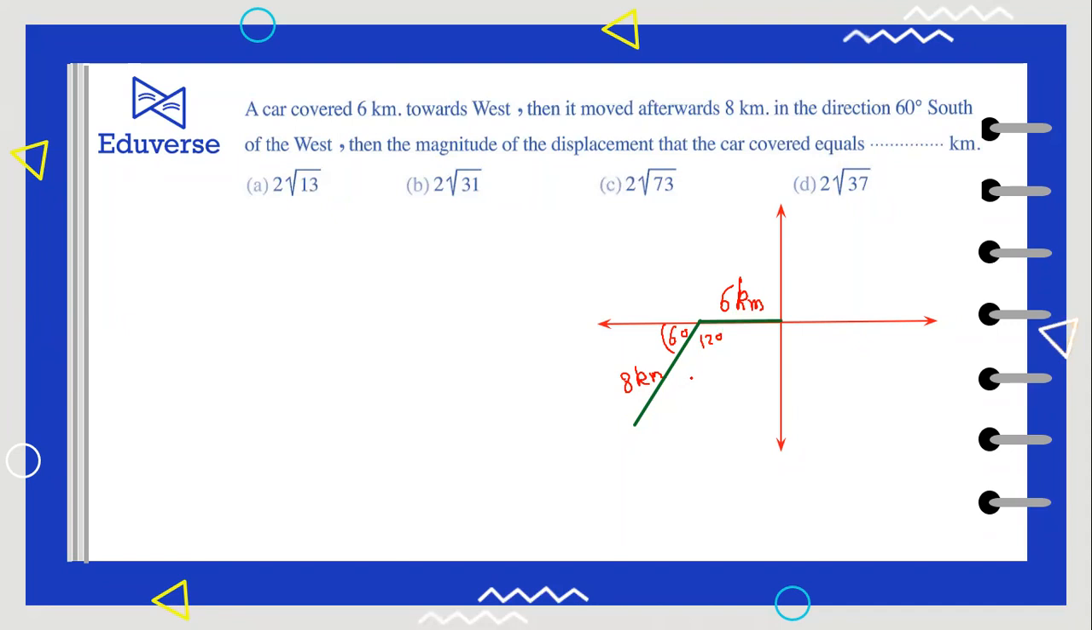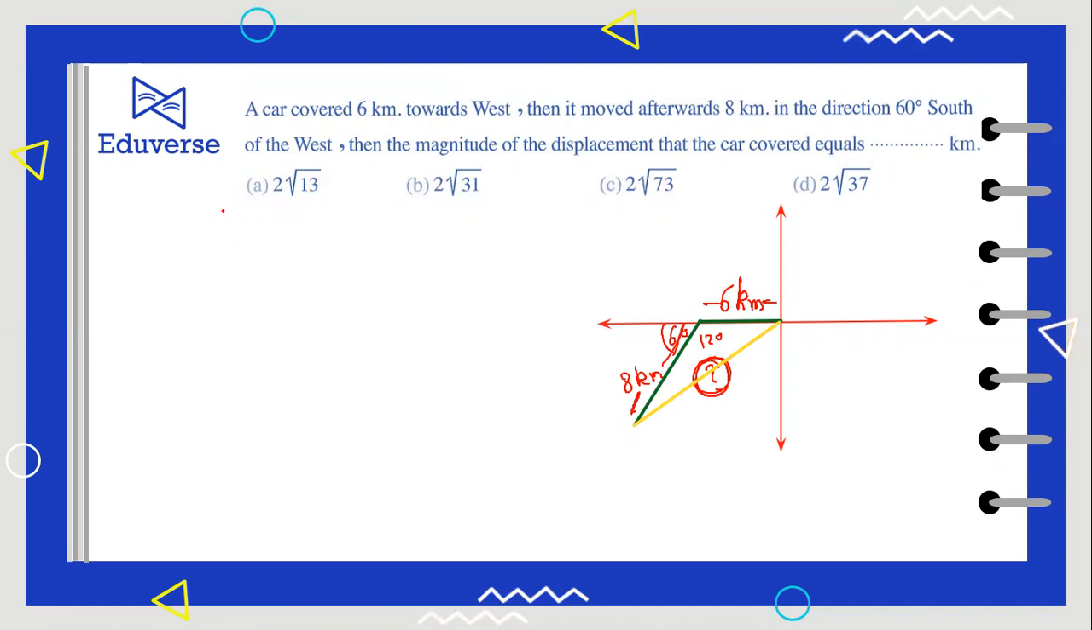I want to find the displacement. Displacement means the distance from the beginning of motion to the end of motion. This line, the yellow line. I want to find this line. How can I find it? I have this is 6 kilometers and this 8 kilometers. I can find it by using the cosine rule.